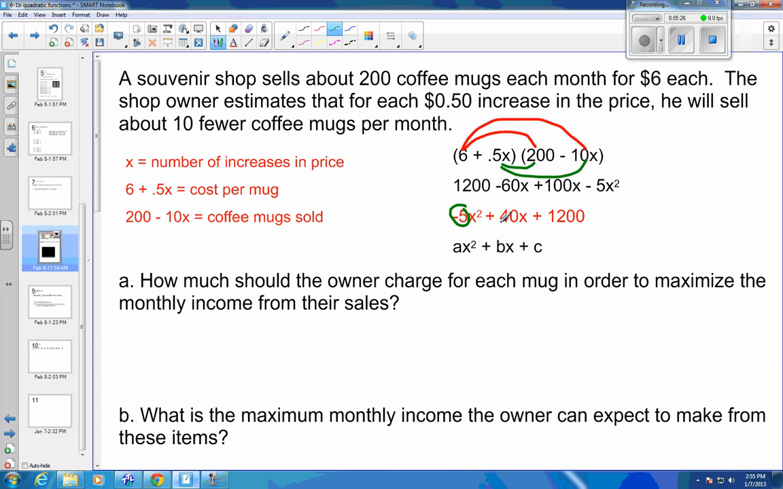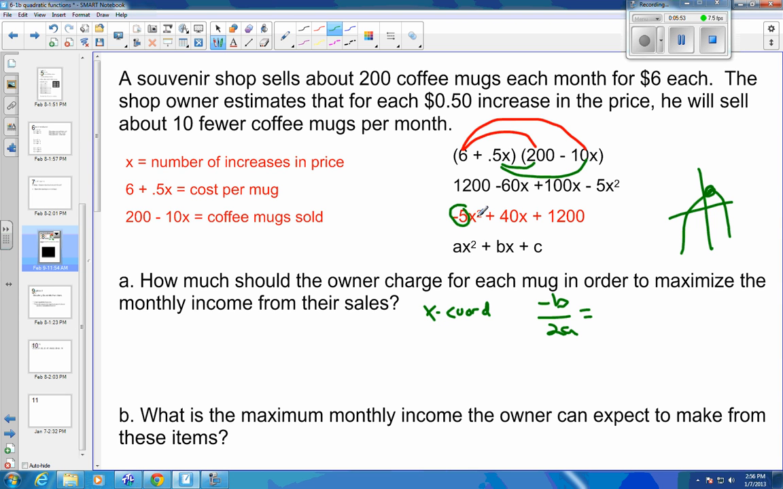This negative 5 right here shows us that this is going to be a parabola that is facing down, so it will have a point on the top, a maximum value, and that's what we're going to try to find. So in order to find that, we have a formula, and our formula for the x coordinate is negative b over 2a.